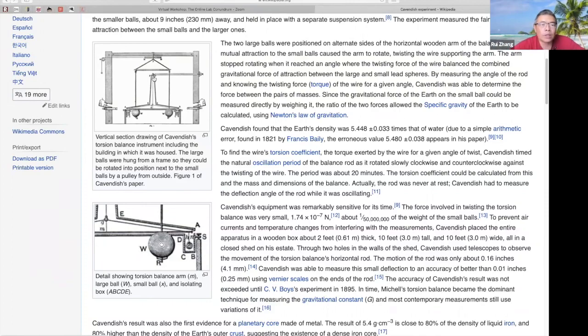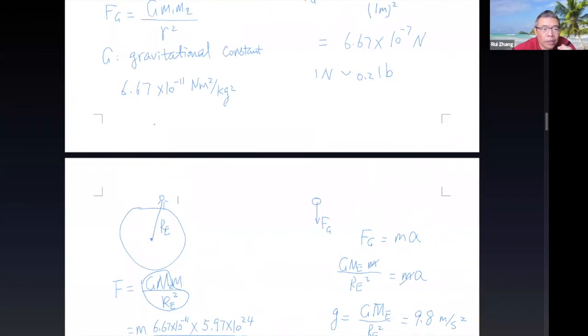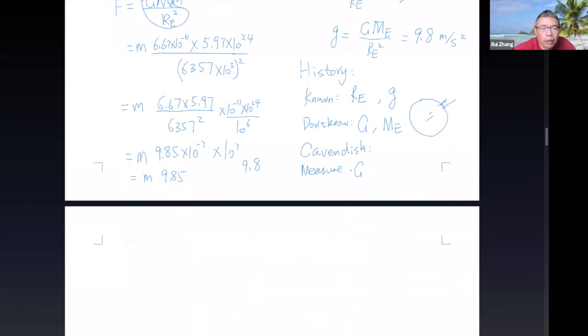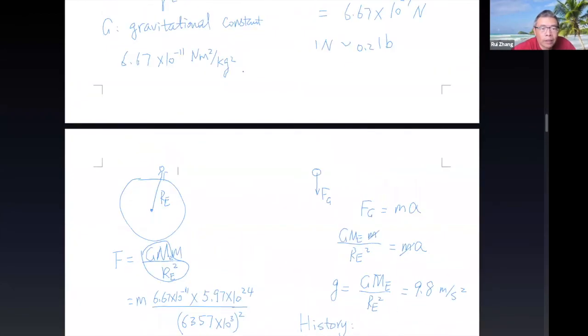That twist could actually be measured by using a light experiment, like an interference experiment of light. So he could measure this very, very tiny twist of the string, and from there he could deduce the force between these attractions, and from there he was able to get the capital G. So he was the first person that measured this capital G in an experiment like this.